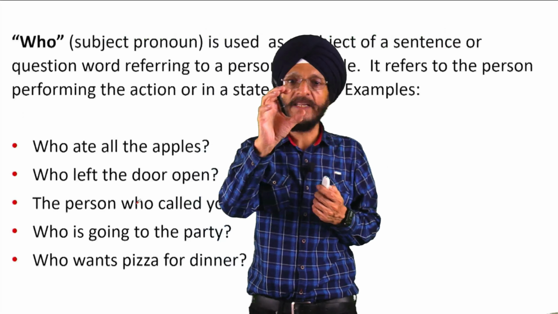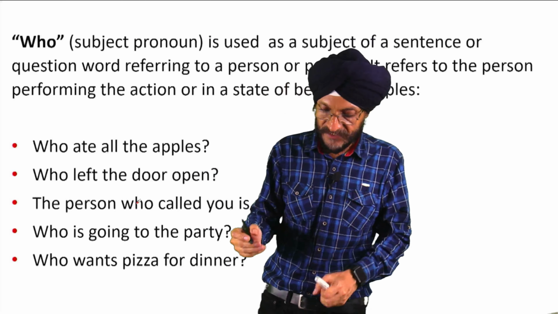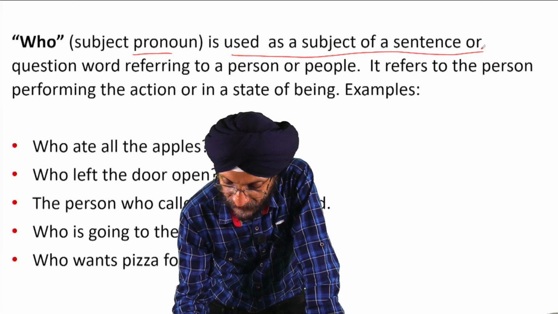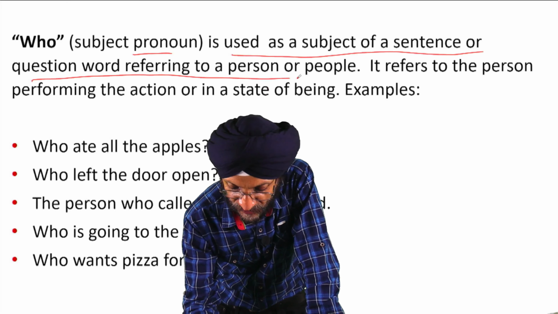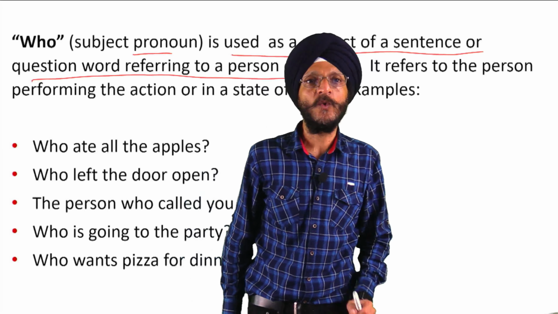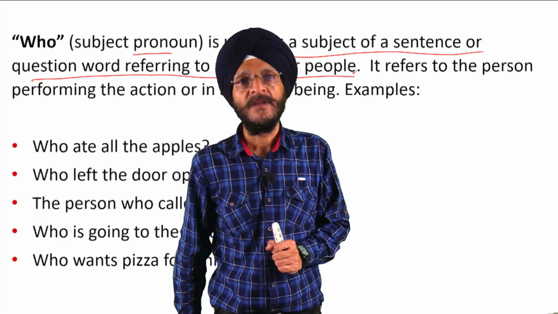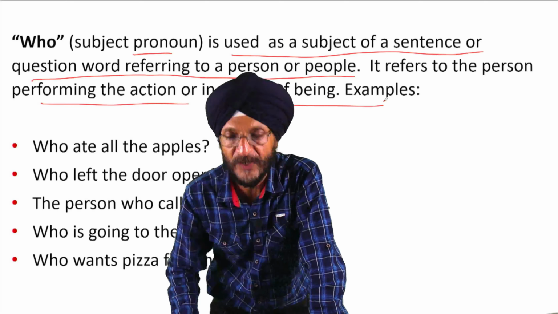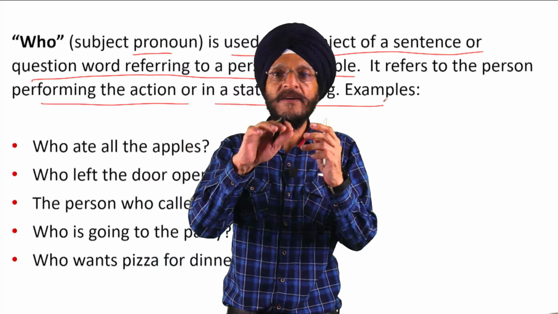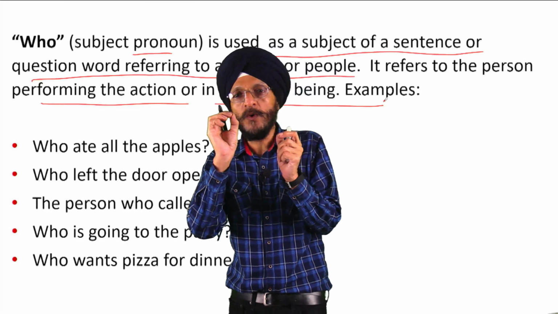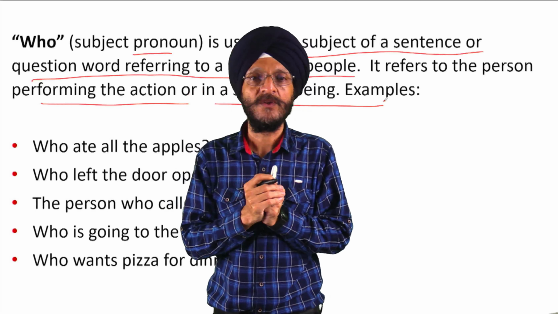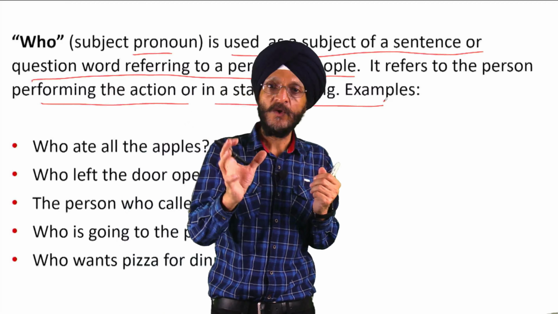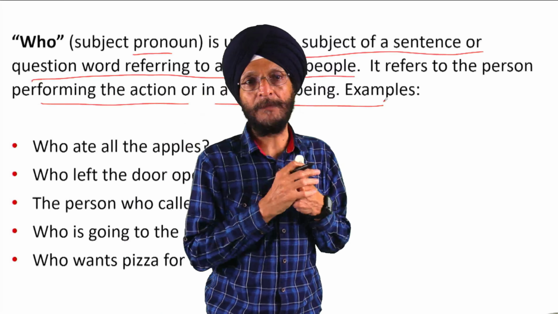Firstly, we will understand the meaning of who. It is a subject pronoun and it is used as a subject of a sentence or question word referring to a person or people. It refers to a person performing the action or in a state of being. We will understand the usage of the word who with the help of examples. Who ate all the apples? The apples have been eaten by someone. The question is who? Who ate all the apples?